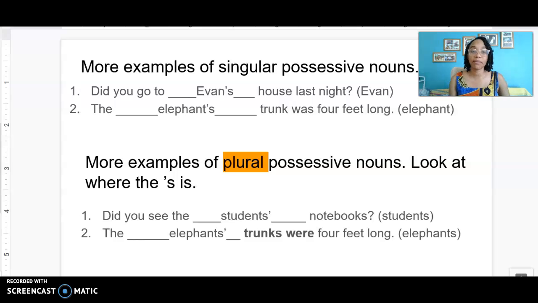Now let's look at some more examples of plural possessive nouns. Look where the apostrophe is here. Did you see the students' notebooks? The elephants' trunks were 4 feet long. In this case, the possessed object belongs to a group of students or a group of elephants. Because the noun that owns something is plural, we put the apostrophe after the s. In any case, the apostrophe is what reminds us that we are talking about possession, that we're talking about ownership or belonging.